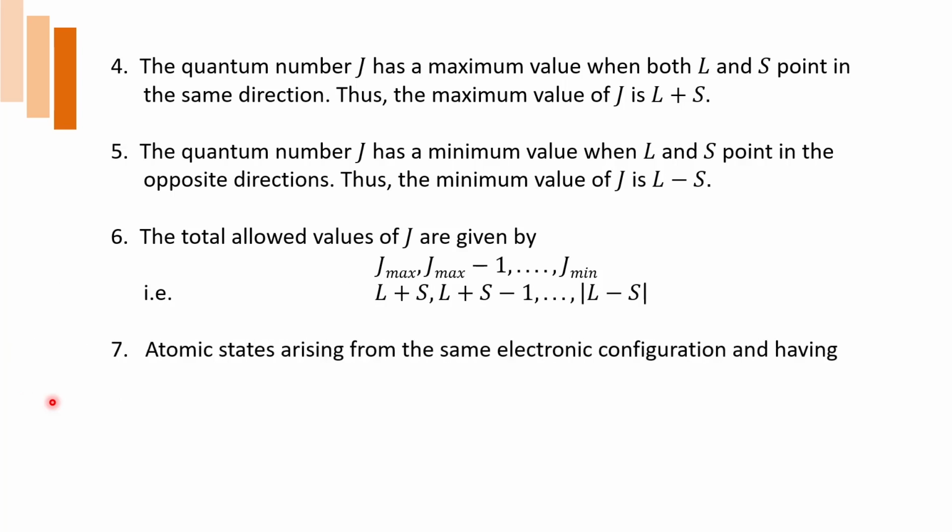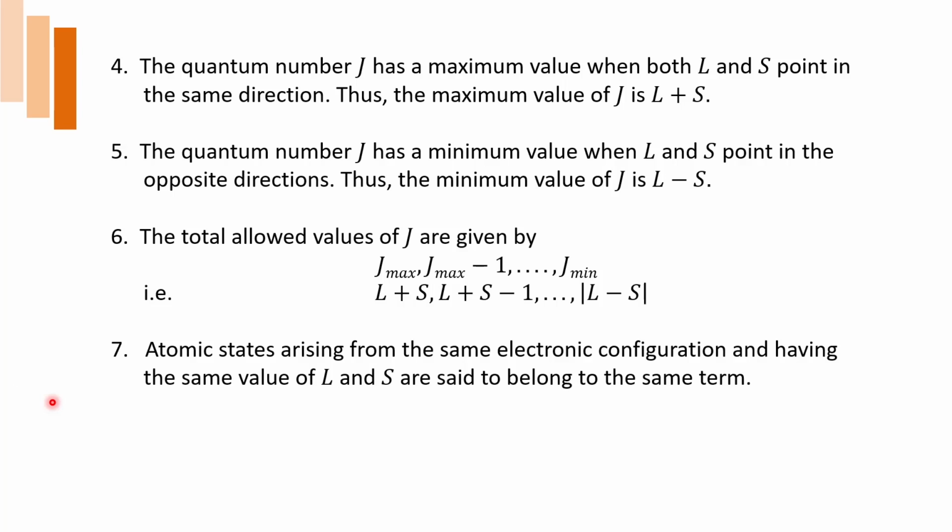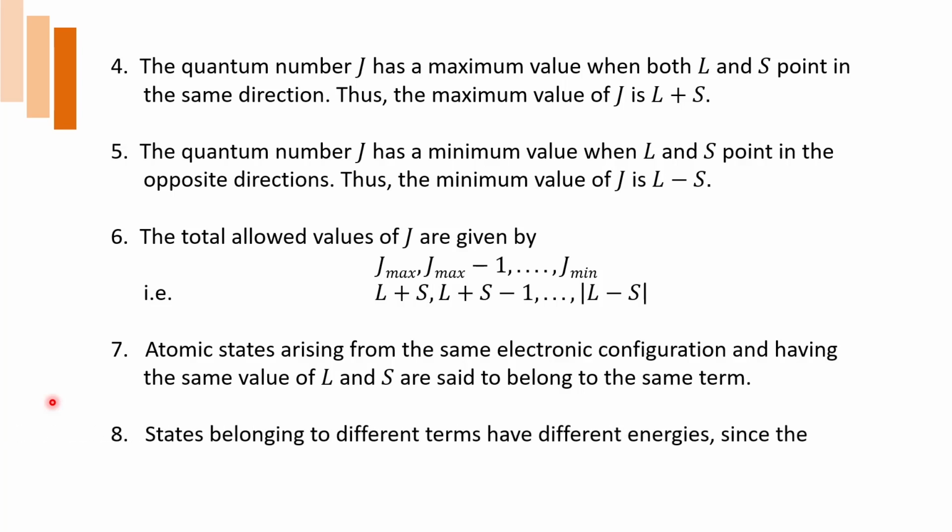Atomic states arising from the same electronic configuration and having the same values of L and S are said to belong to the same term. Now, this is very important. Atomic states arising from the same electronic configuration and having the same values of L and S are said to belong to the same term. And states belonging to different terms have different energies, since the inter-electronic repulsion is different for each term.